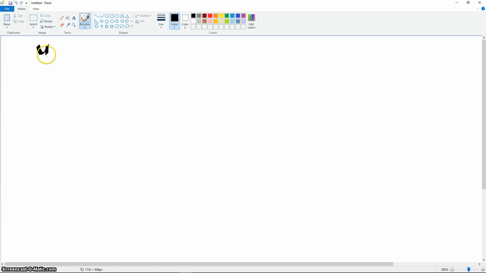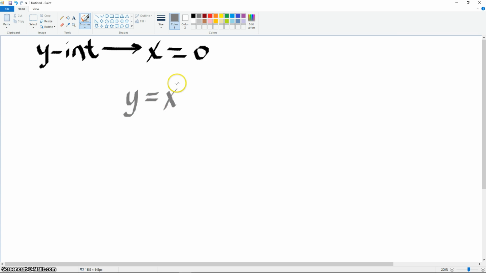So what do we know is true at the y-intercepts? And that is that x is equal to 0. Alright, and so we go ahead and write our equation. As I said, I always like to write down my equation. y equals x cubed minus 4 times x.